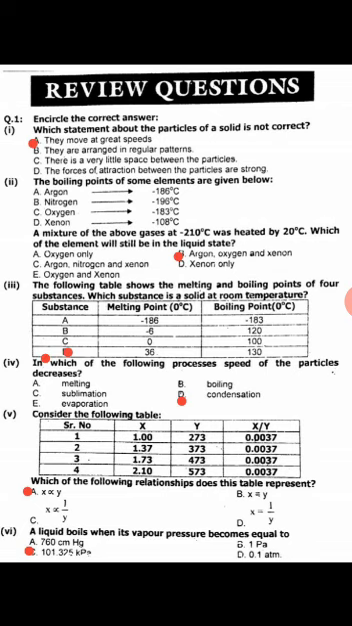And in the second series, 1.37 is the x value, 373 is the y value, and the x by y ratio is 0.0037. In the third series, 1.73 is the x value, 473 is the y value, and 0.0037 is the x by y ratio. And in the fourth series, 2.10 is the x value, which is the volume, and 573 is the y, and 0.0037 is the x by y ratio.